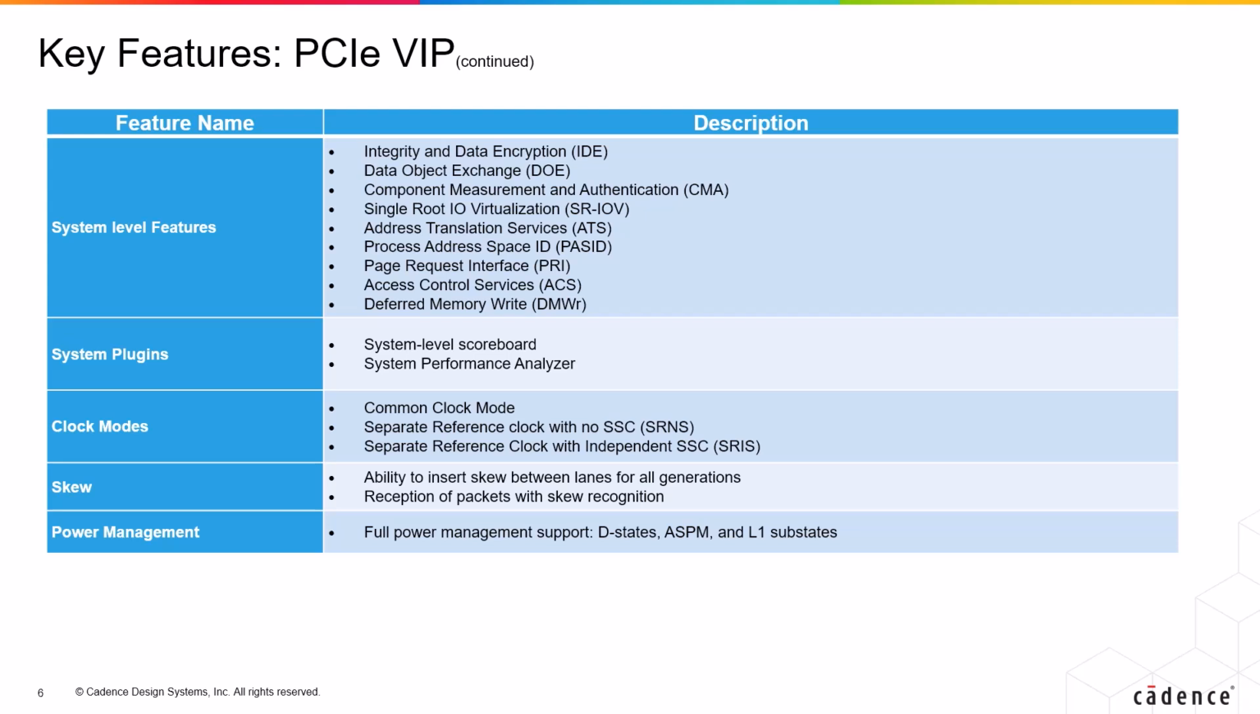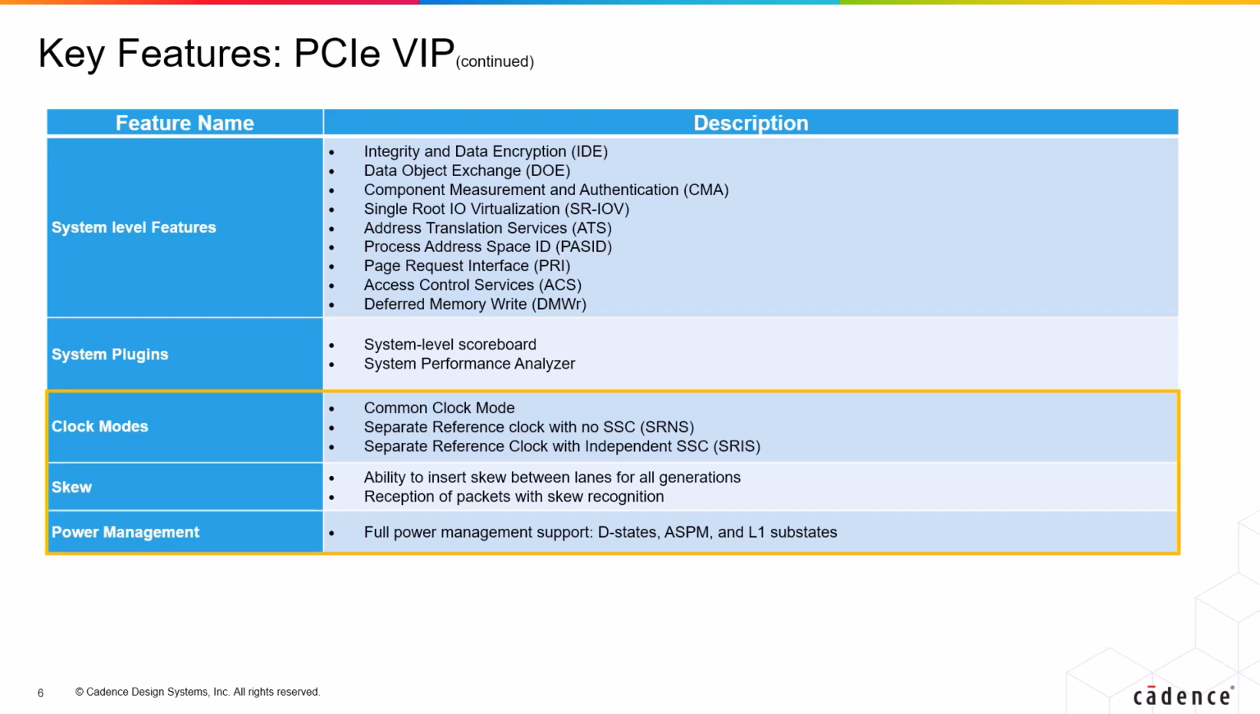This slide is also a continuation of the previous one. The VIP supports various system-level capability features. These are integrity and data encryption, data object exchange, component measurement and authentication, single root I/O virtualization, address translation services, process address space ID, page request interface, access control services, and deferred memory write. The VIP also supports system plugins, which are system-level scoreboard and system performance analyzer.